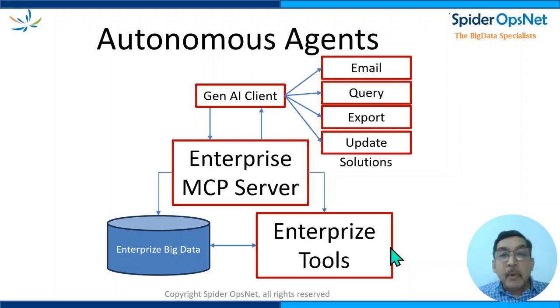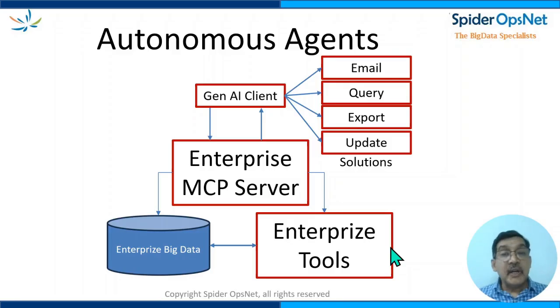Enterprises are now deploying AI agents and MCP servers, not just answering questions, but taking actions. They send emails, query data, export results, update databases. But here is the big question. Can you really trust AI systems to act on your behalf? The answer depends entirely on how securely you design your GenAI systems.